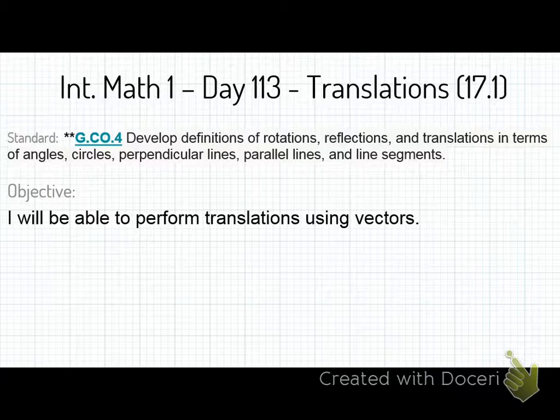Okay, this is day 113. We're going to talk about translations. Just really quick, I know this class has got it. What are the 4 translations, or transformations? What's the first one? Translation. Translation, then? Rotation. Reflection, and then?